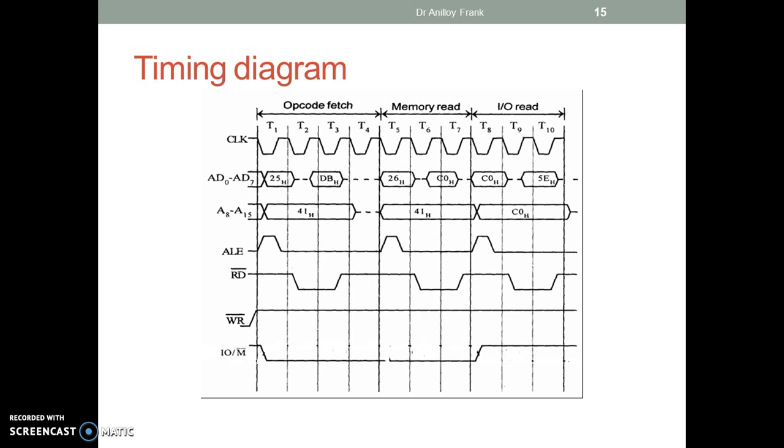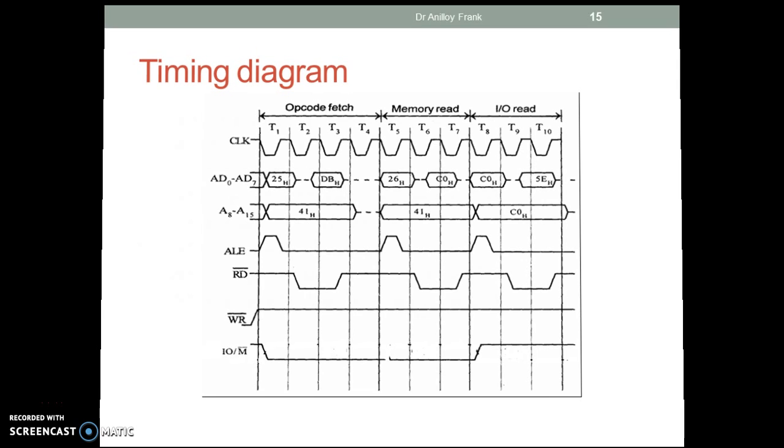In clock cycle T8, ALE is high, indicating address. The IO bar is high, indicating IO operation. In clock cycles T9, T10, AD0 to AD7 contain the data. The RD bar goes low, indicating a read, and IO bar is high, indicating an IO read.